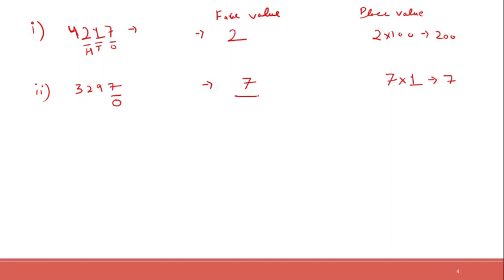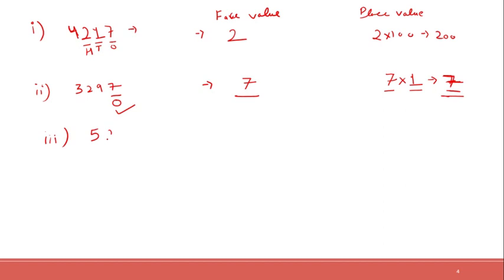So here we can see that the face value and the place value are the same. Why is it so? Because it is at 1's place. When a number is multiplied with 1, then the number we get is the number itself. In this case, we have multiplied 7 with 1 and we get 7 only. So let's come to another example.